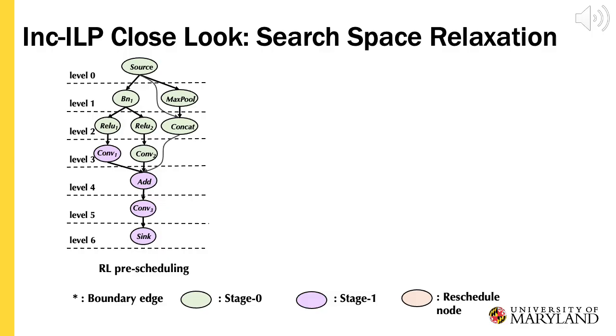The second phase is the space relaxation. Here we use this toy example to illustrate this process. First, the RL scheduler pipelines the input model into two stages, and we utilize the as-soon-as-possible approach to generate the topological order. The topological order of this toy example is shown in this figure, where the green nodes are assigned to stage 0 and the pink nodes are assigned to stage 1.